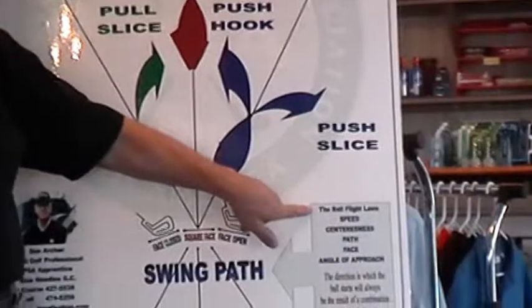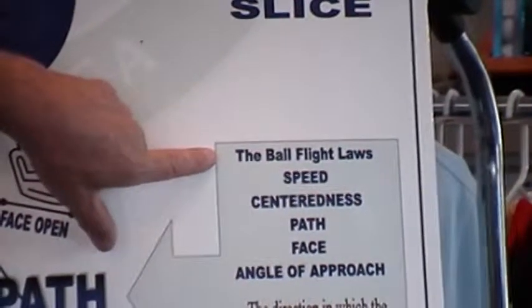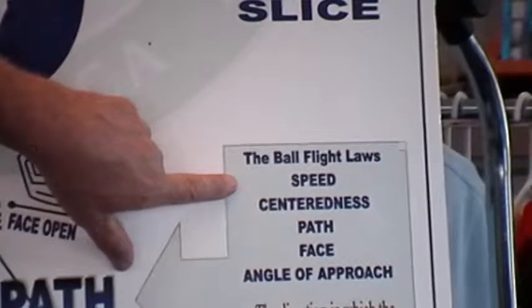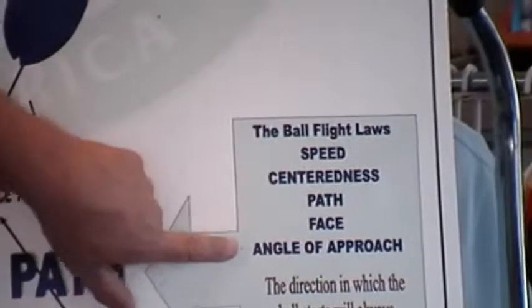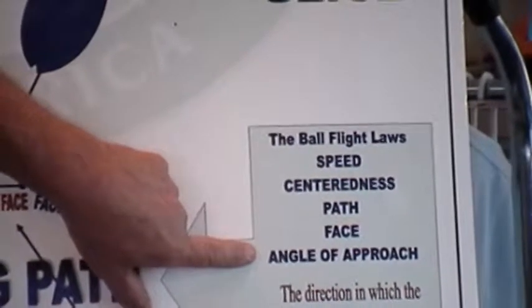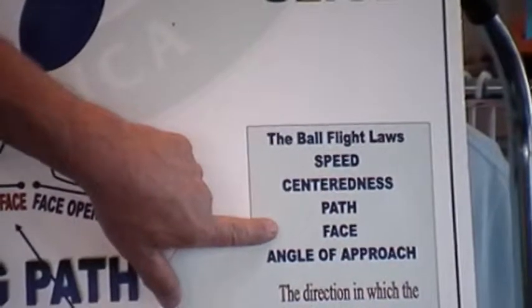One of the things we're going to talk about is the ball flight rules. There are actually 5 laws, and they have to do with speed, centeredness, path, face, and the angle of attack. What we're going to talk about today is the path and the face. This has to do with direction.